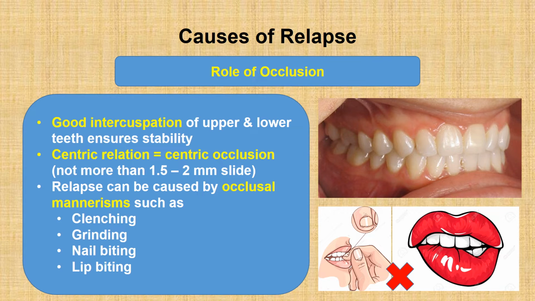Now, the role of the occlusion. It is believed that a good intercuspation of the upper and lower teeth post-orthodontic treatment ensures the stability of the corrected dentition. Preferably the centric relation and the centric occlusion must be the same, or at the most there should be no more than 1.5 to 2 millimeters slide from centric relation to centric occlusion. Now, relapse can also be caused by occlusal mannerisms such as clenching, grinding, nail biting, and lip biting.